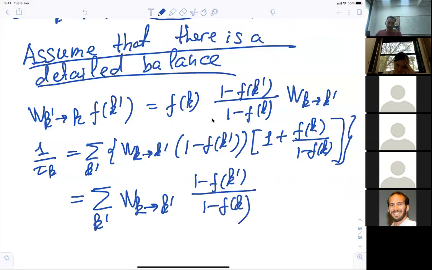Nothing dramatic has happened here. I just assume that my model is sufficiently simple so it satisfies detailed balance, and this allowed me to represent the scattering term in a more concise form.